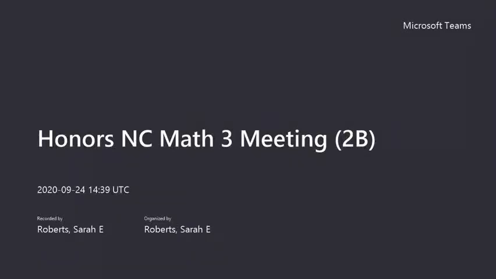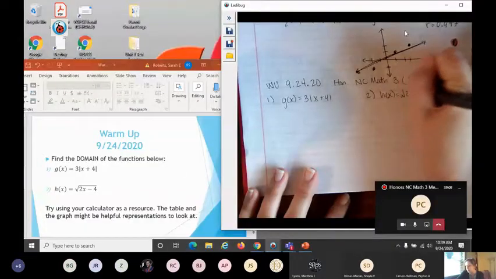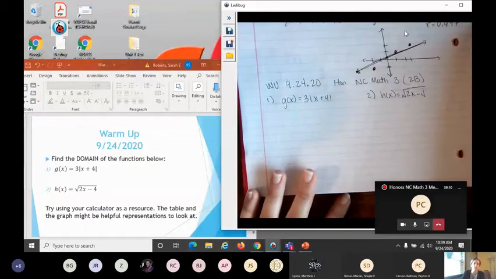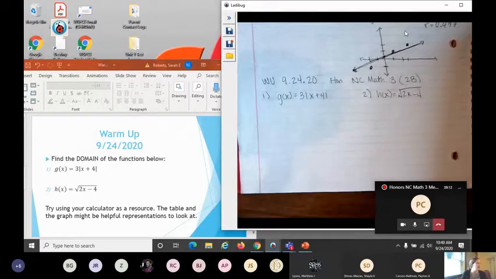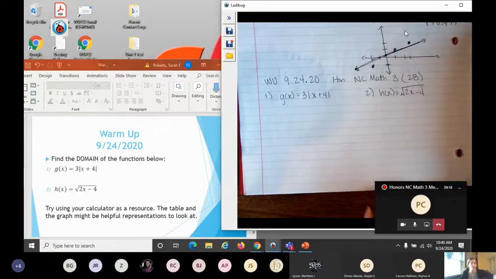of x equals the square root of 2x minus 4. Okay, so those are the two functions we're looking for the domain for. So let me grab you guys popsicle sticks, and we will go ahead and get through this.